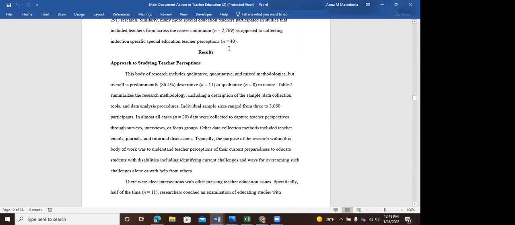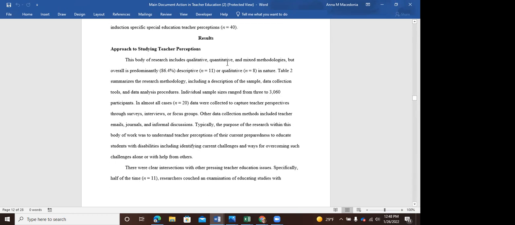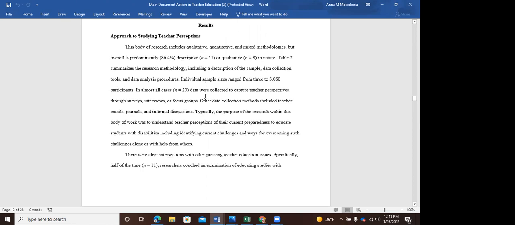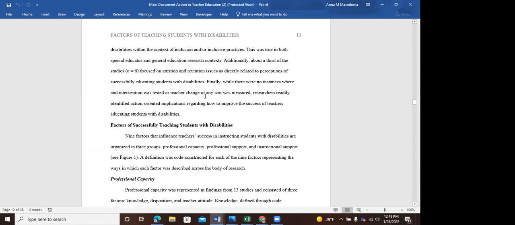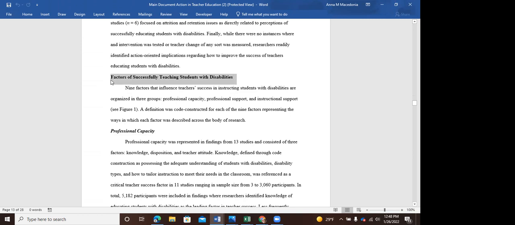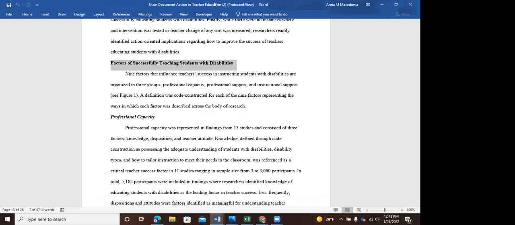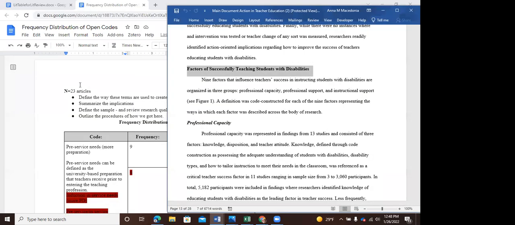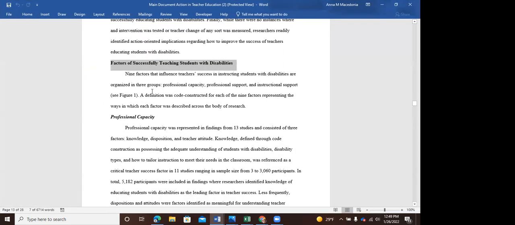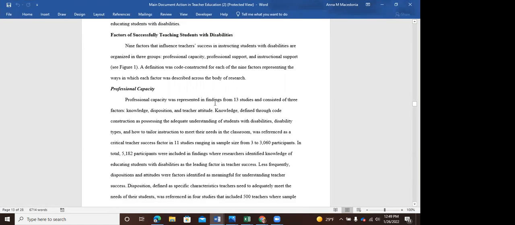So in your results section, this is where you're really going to be talking about the research as a whole. So you're going to be talking about things like how many articles were qualitative, how many were quantitative, for example. And then we go down into these factors. So these factors were coming specifically from this frequency distribution coding that I showed you earlier.